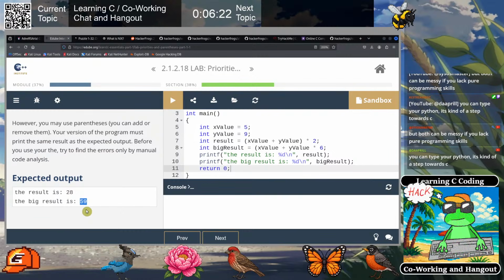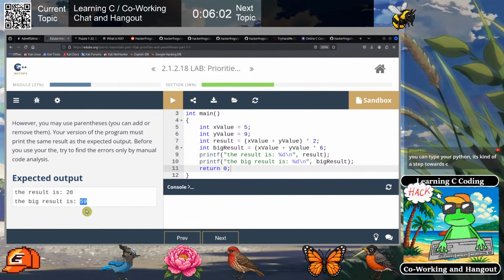You can type your Python, it's kind of a step towards C. Okay, SysOS says, but both can be messy if you lack pure programming skills. SysOS says, Python lets you make more of a mess than C allows. That's true, because Python is a dynamically typed programming language, and C is statically typed.